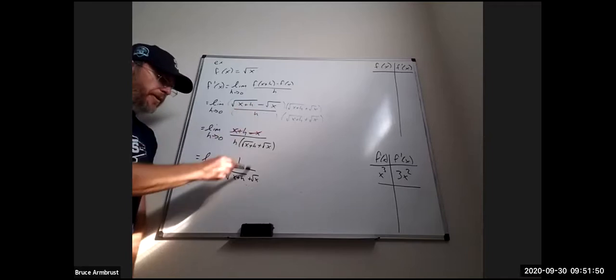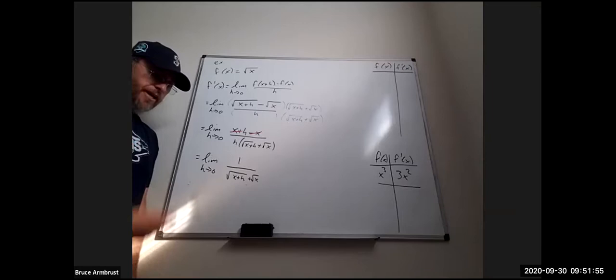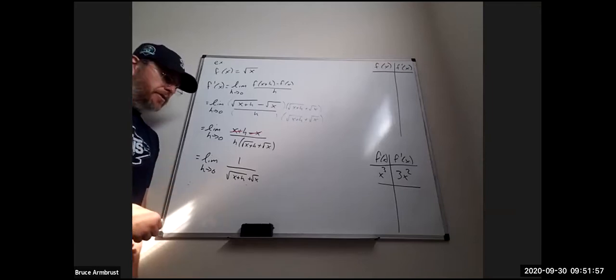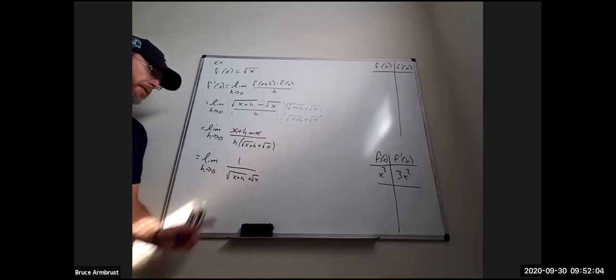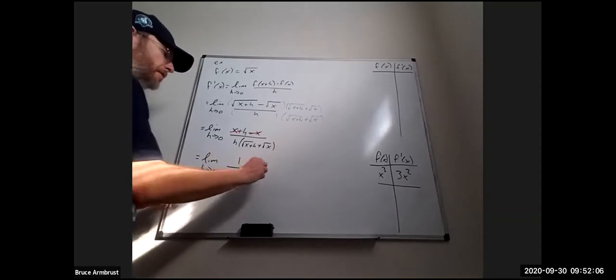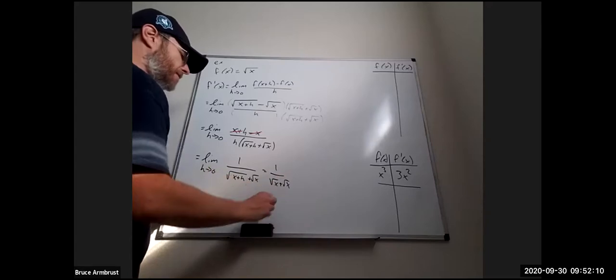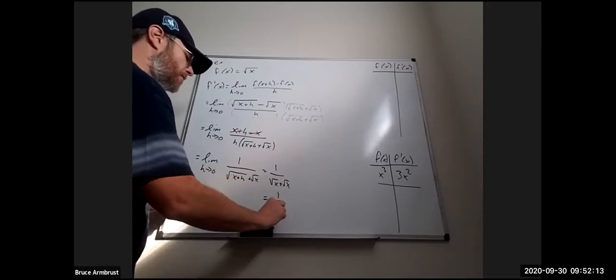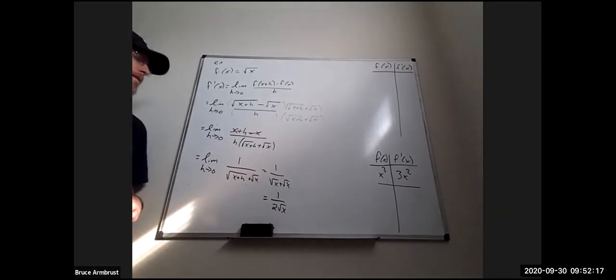So there was quite a bit of algebra in here. I didn't list out every step. If you're not sure about it, come find me in an office hour or something and I'll walk you through it. But now I'm ready to plug in 0. If I plug in 0, I get 1 over the square root of x plus the square root of x, which is 1 over 2 root x. And so now I can calculate the slope of a tangent line anywhere.